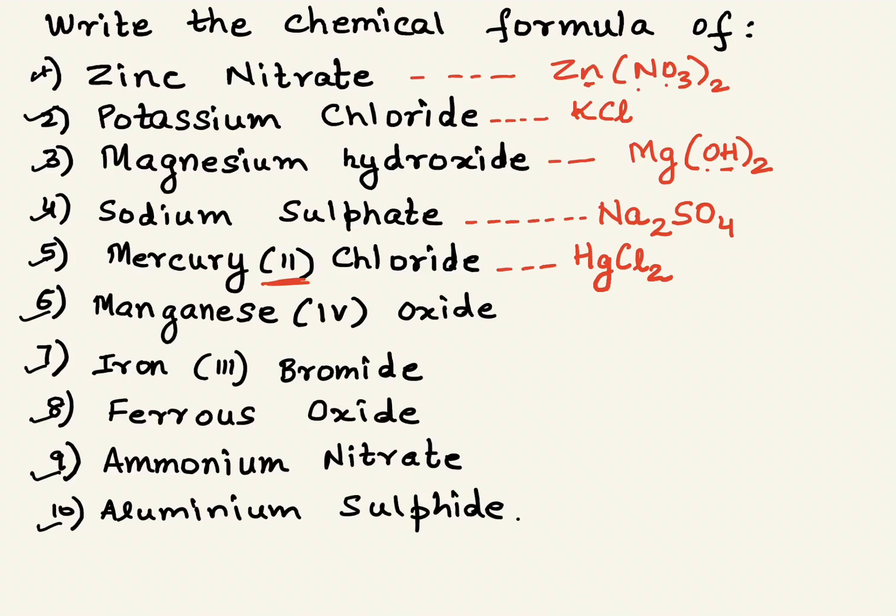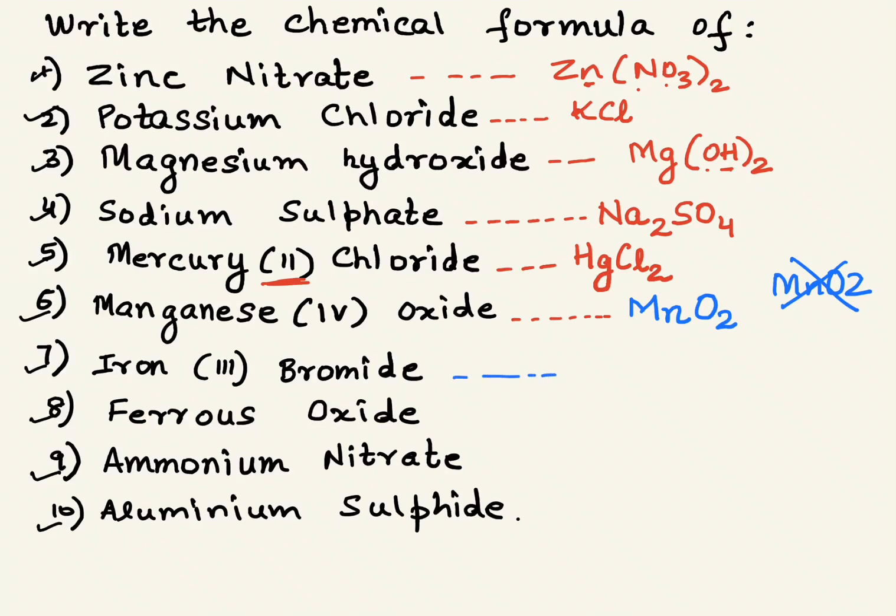Got it right? Good. Manganese 4 oxide, that means manganese with a valency of 4. So let me change the color of the pen so that you don't get confused. We've got capital M, n small, O capital, 2. The 2 has to come at the foot. You do not write this number 2 like this. Okay? Again, be very specific in this.